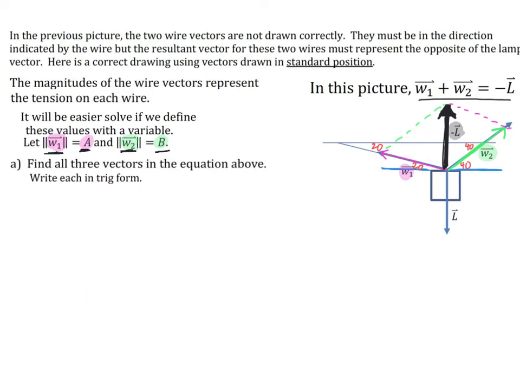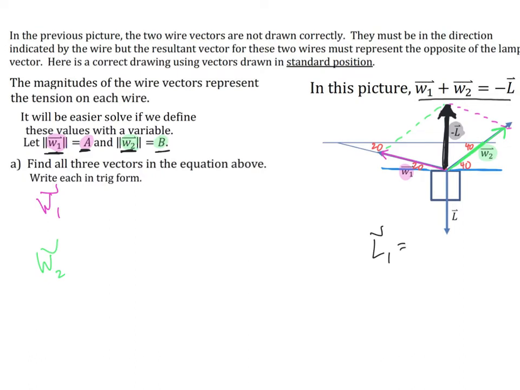So it says find all three vectors in the equation above, and then we're going to write each in trig form. So we're going to find all three vectors in trig form. So what do we have? We have wire number 1, right, which I did in pink, and we have wire number 2, which I did in green, and then we have the lamp or the chandelier vector, which is in black. So I'm going to start with that one because that one's a little bit easier.